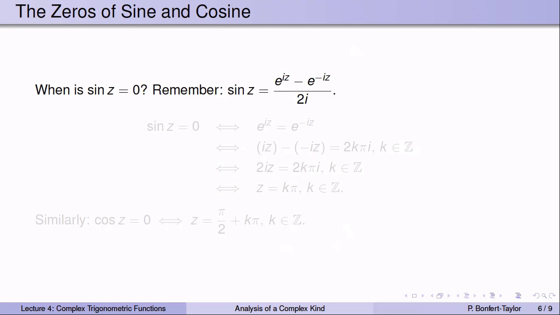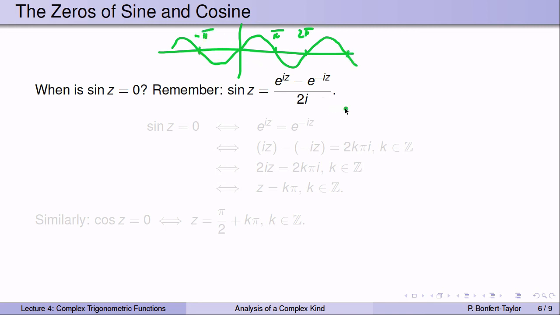What are the zeros of the sine function? We know the zeros of the real valued sine function. The real valued sine function looks something like this. You know, it goes to the origin and is equal to 0 at pi, 2 pi, 3 pi, and so forth, negative pi, and so forth. Are there additional zeros now that we have extended this function to the complex plane? Let's find out. Remember, sine z is e to the iz minus e to the minus iz over 2i.